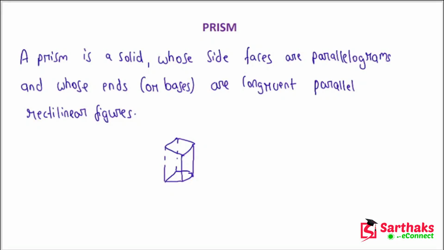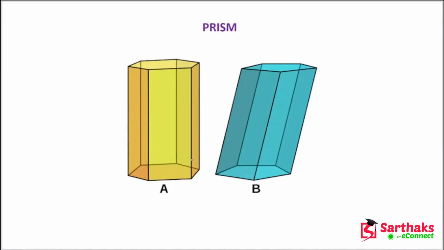So let me show you what a prism actually looks like, a type of prism. You can clearly see both these figures are prisms. Now the first figure, figure A, actually has a hexagon as a base. The base is a hexagon and the top is also a hexagon. So both of these are called bases. And these are the lateral faces, that is the standing faces. You can clearly see that these are all rectangles.